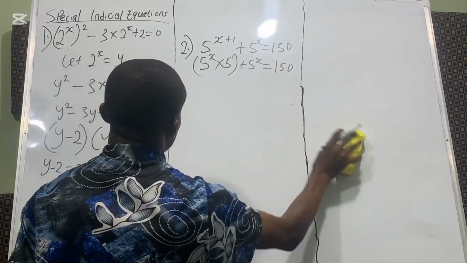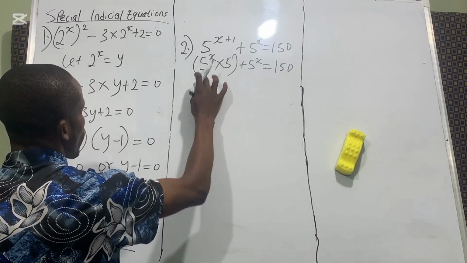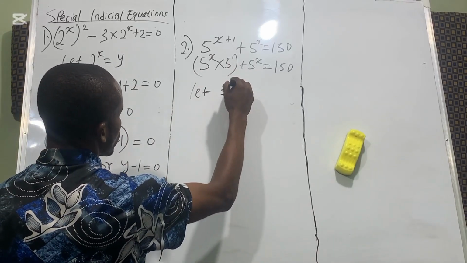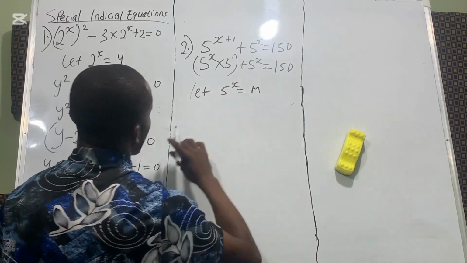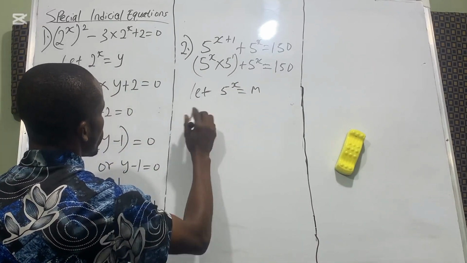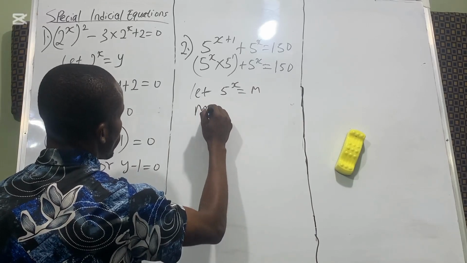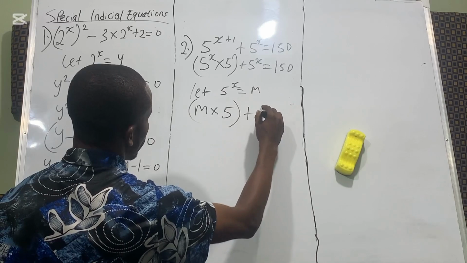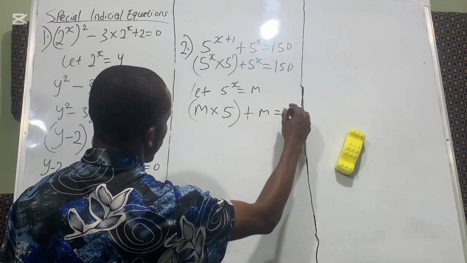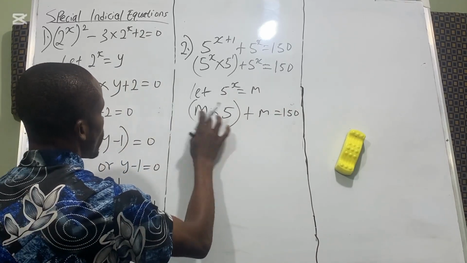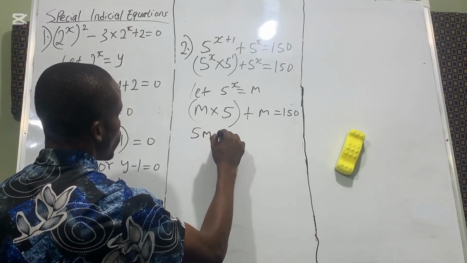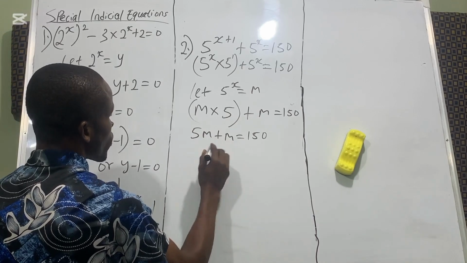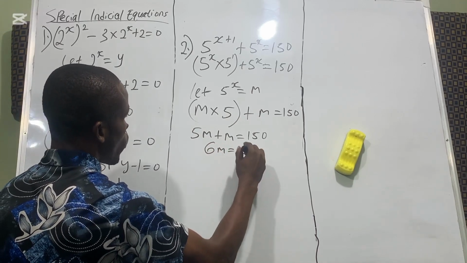Looking at this expression, we have 5 to the power of x in both terms. So let 5 to the power of x equal m. Then this becomes m times 5, plus m, because 5 to the power of x is m, equals 150. So 5m plus m implies 6m equals 150.